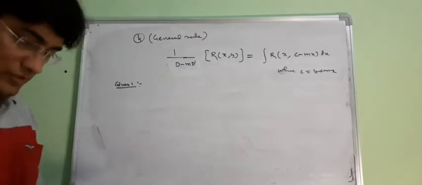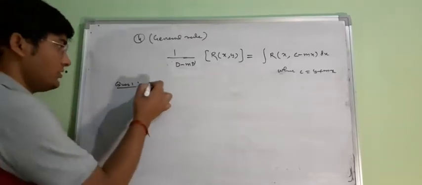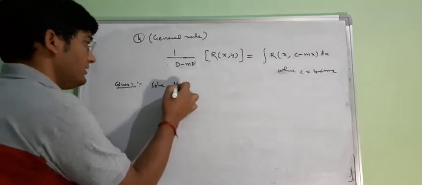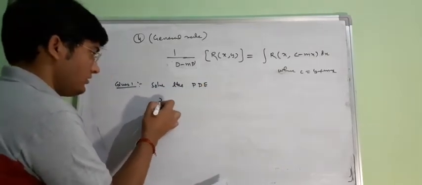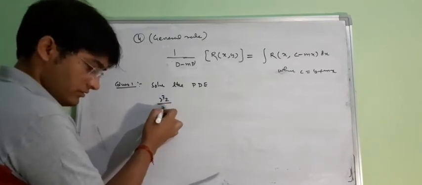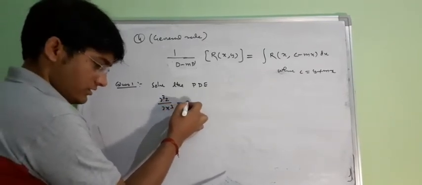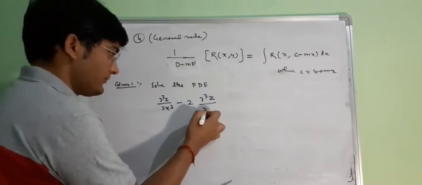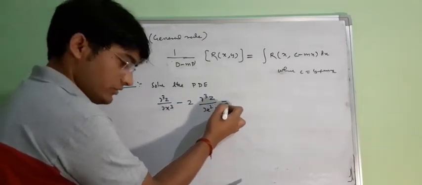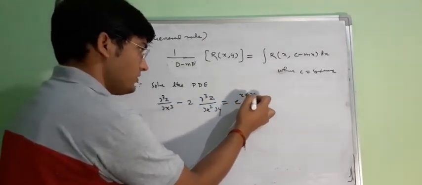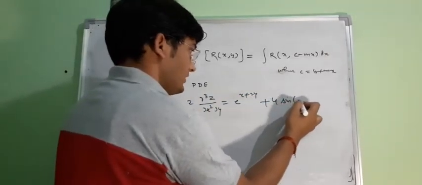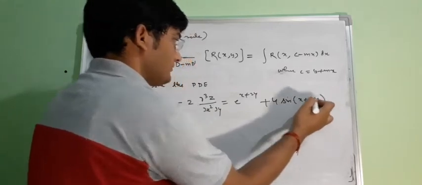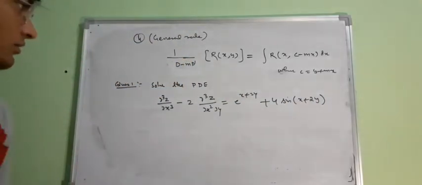Solve the differential equation, that means the partial differential equation, del cube z upon del x cube minus 2 times del cube z upon del x square del y equals e to the power x plus 2y plus 4 times sin(x plus 2y). Let us solve this question. Solution.